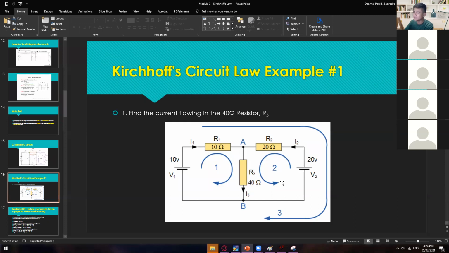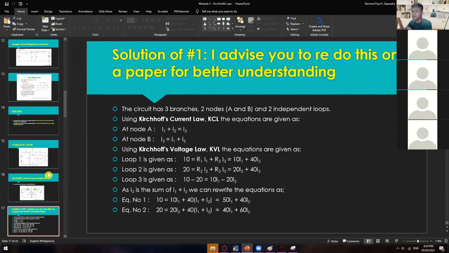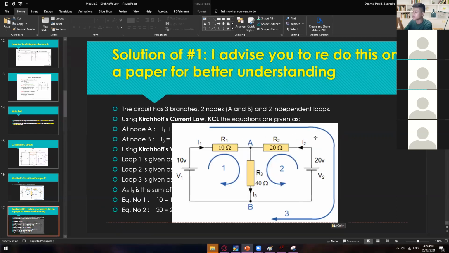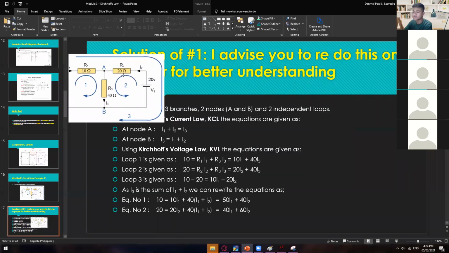Right, so we have this circuit right here wherein we have to find the current flowing in the 40 ohm resistor, or the R3. The flow of current is already given. So we have this conventional flow of current and then another conventional flow of current, which is counterclockwise. And then we have the third current, which is flowing outside of the entire circuit. So I'm just copying this so we have a reference.